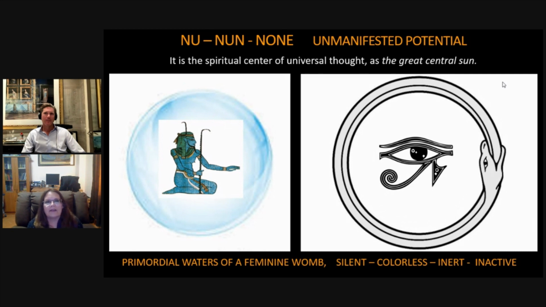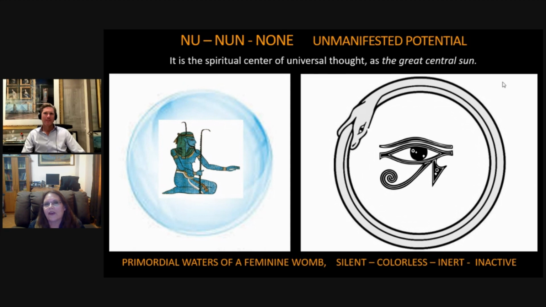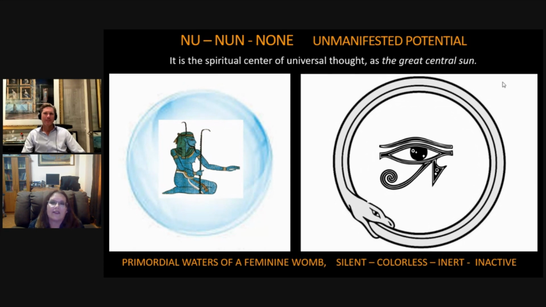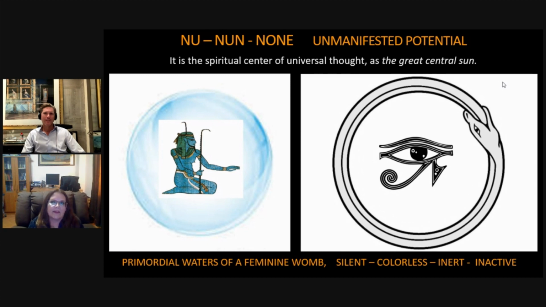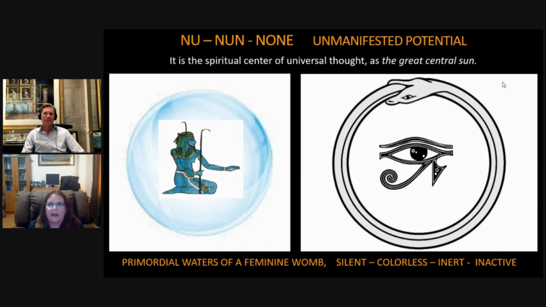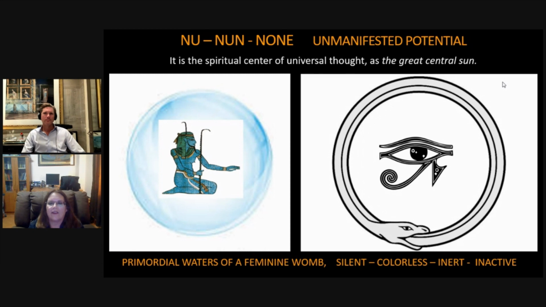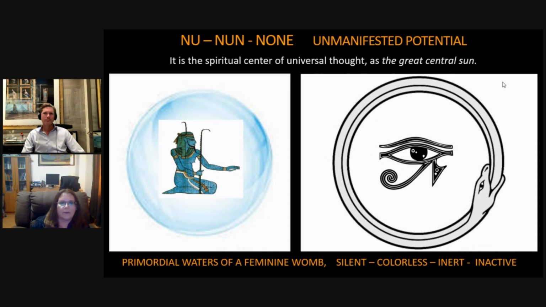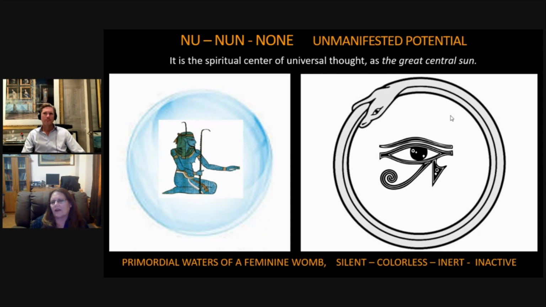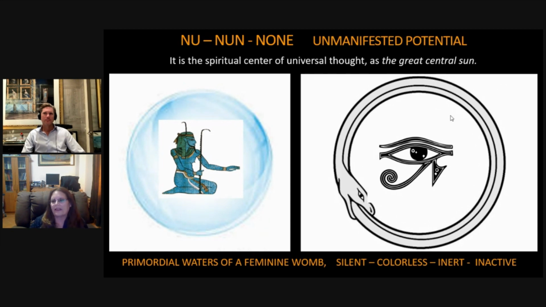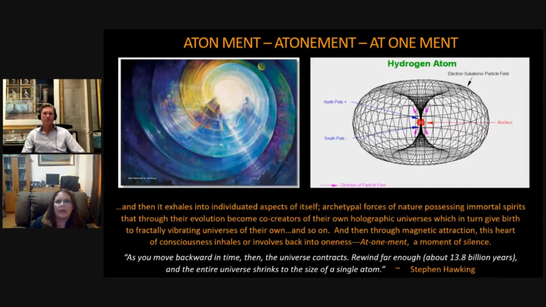So yeah, Nun, unmanifested potential. It's the spiritual center of the universe, of universal thought, as in a way a great central sun. It's just consciousness being, and then suddenly it begins to imagine, and that is the eye, and the cycles begin. It's the primordial waters of a feminine womb, silent, colorless, inert, literally nothing, inactive. And then there's the first breath.